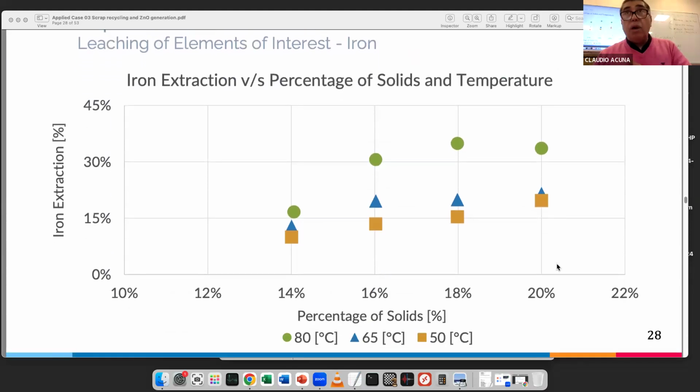Iron extraction, why are we interested in another element? Because you are removing zinc from the solid phase to the liquid phase, but also you are adding other elements. And you know what? Iron is really, really, really nasty. It's difficult to separate. It can be converted into something called jarosite. Rudolf, is that right? Does jarosite sound right to you? A component, jarosite.